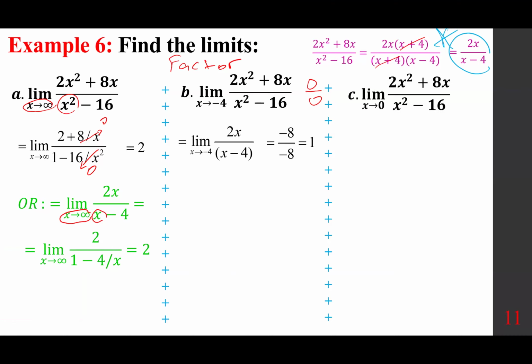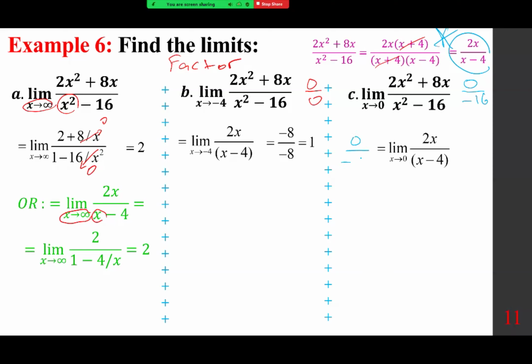This one, when x approaches 0, even if you deal with it the way it's given and you don't change anything, the numerator becomes 0. The denominator is negative 16. If you deal with a factored format, you get 0 over negative 4. Both of them result in 0. So it doesn't make any difference.